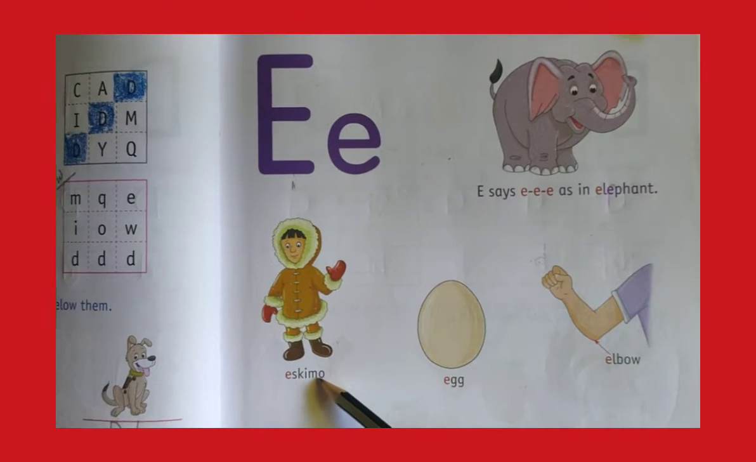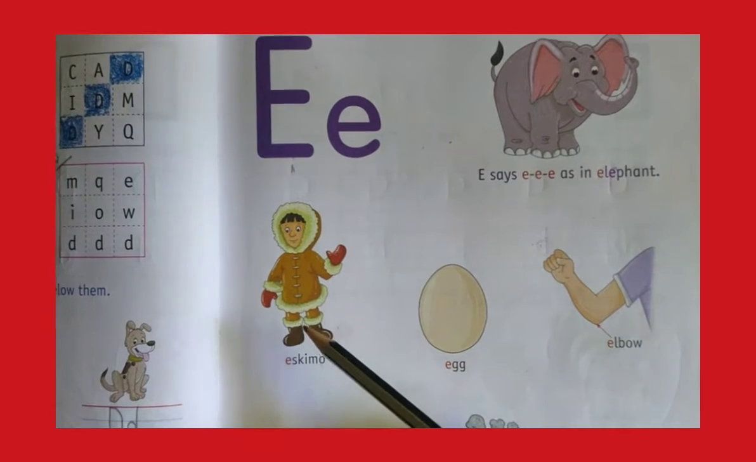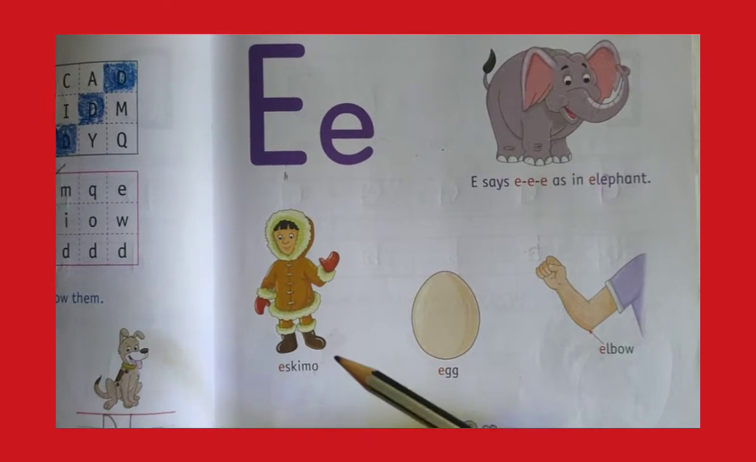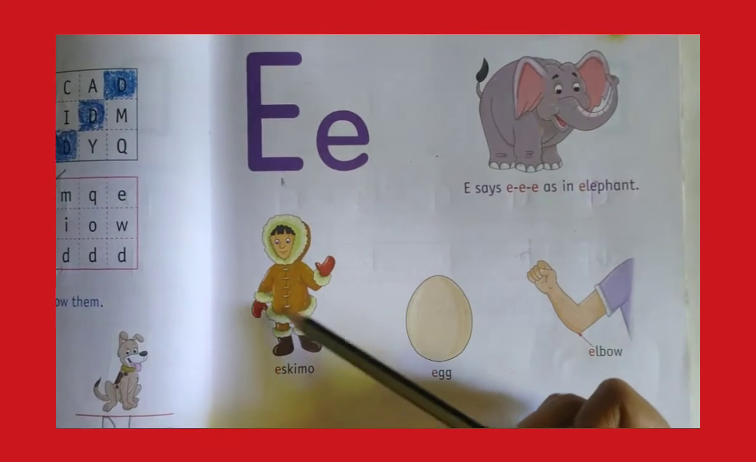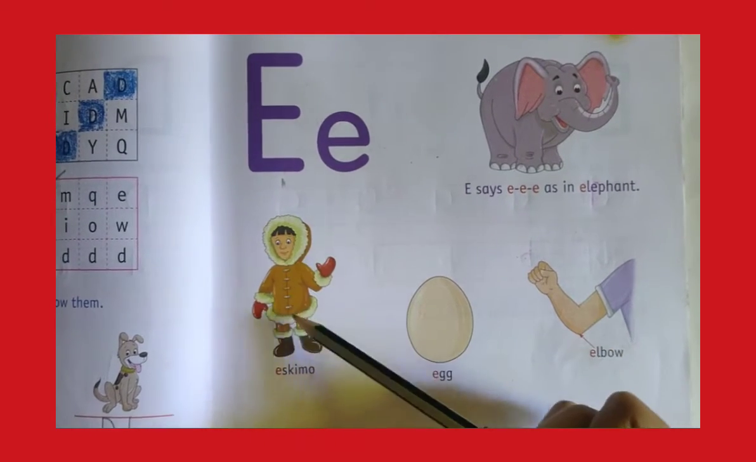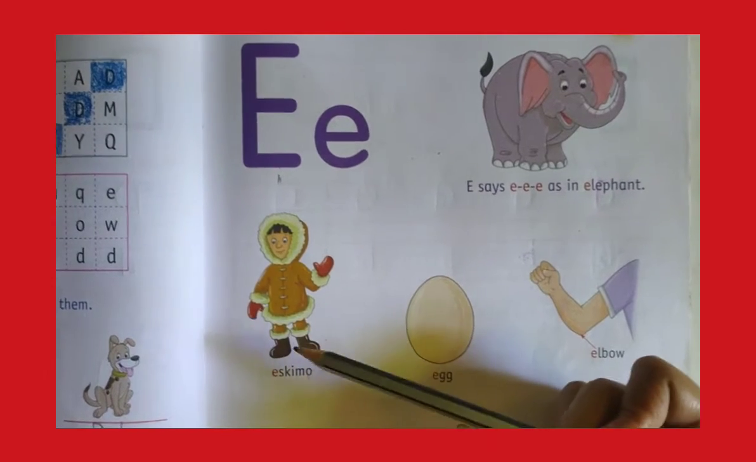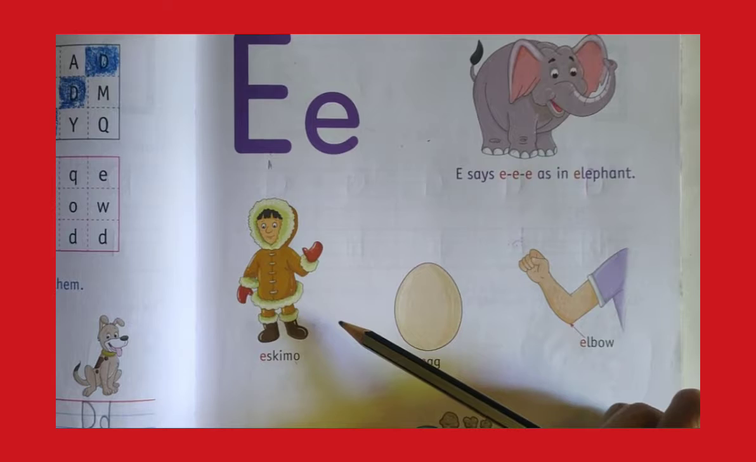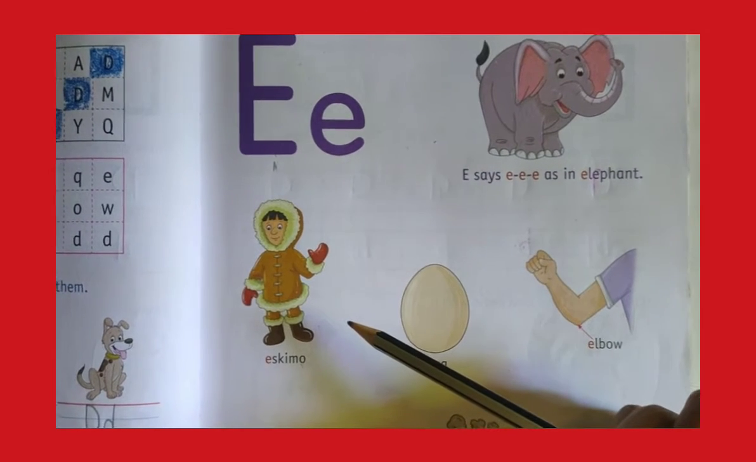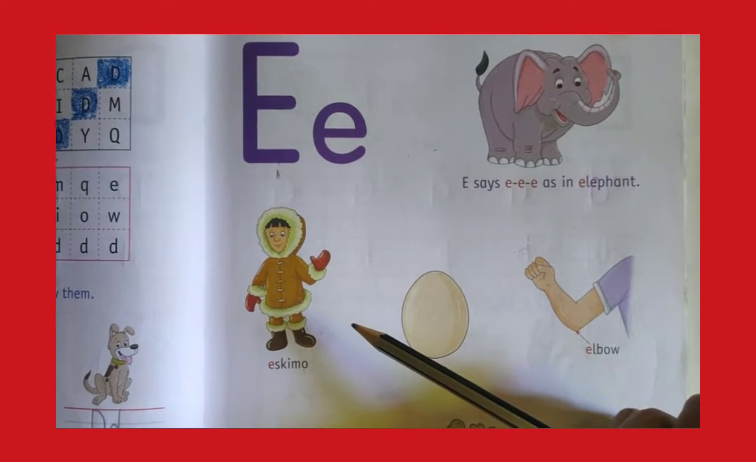Eskimo. Eskimo means a man or a woman or a child. They are wearing fur covering from head to toe in a freezing world of snow. Or you can say Eskimo are snowmen and they live in the snow-clad land.